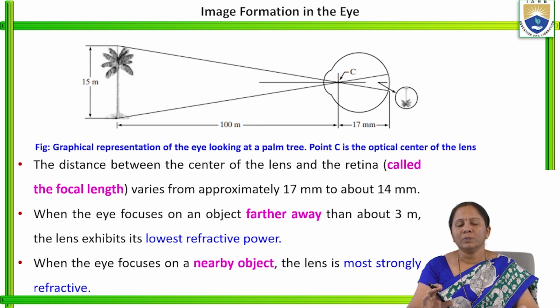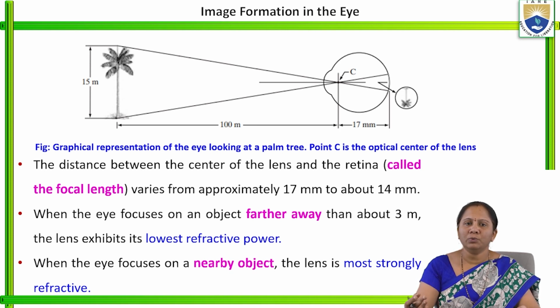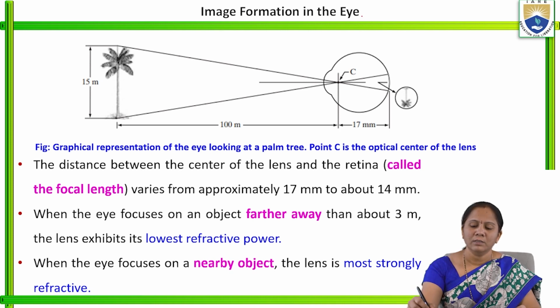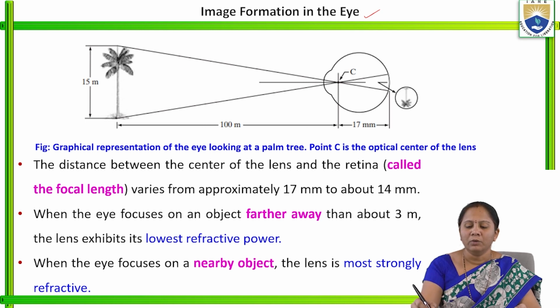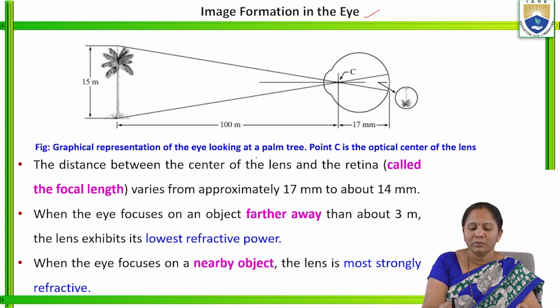Now, that is what concerns the structure of the human eye. Coming to the next topic, image formation in the eye. If you see any object, how can that object be formed in the eye? What about the size of that object which is formed in our eye? We are going to discuss this clearly here. This is the graphical representation.